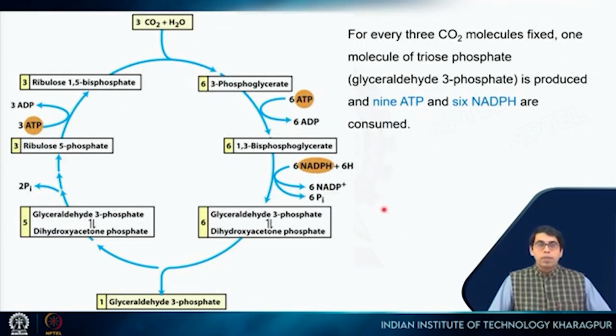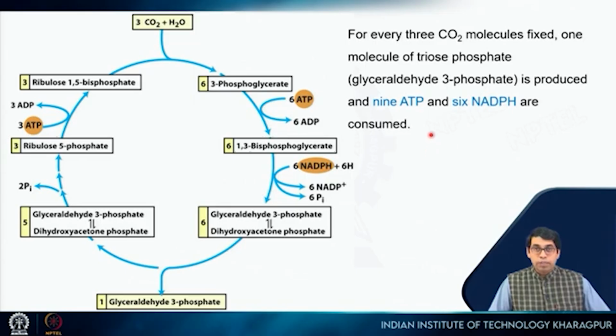So let's look at the energy usage for the production of glyceraldehyde 3-phosphate from 3 carbon dioxide molecules. So remember in the Calvin cycle 3 carbon dioxide molecules produce 1 glyceraldehyde 3-phosphate, right. So for every 3 carbon dioxide molecules fixed, 1 molecule of glyceraldehyde 3-phosphate is produced. And to do that, 6 plus 3, 9 molecules of ATP and 6 molecules of NADPH are used, right. So very high energy is used to produce this 1 molecule of glyceraldehyde 3-phosphate.